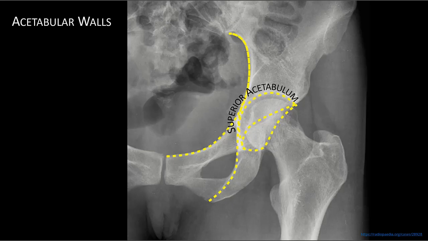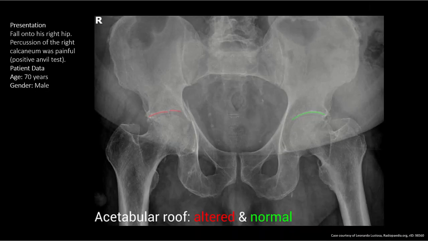Now this cup shows a nice acetabular roof. This line falls along the anterior border of the acetabulum, while this line falls along the posterior border of the acetabulum. Here's our same patient again. This shows that he has signs where there's some damage to the roof of the acetabulum.